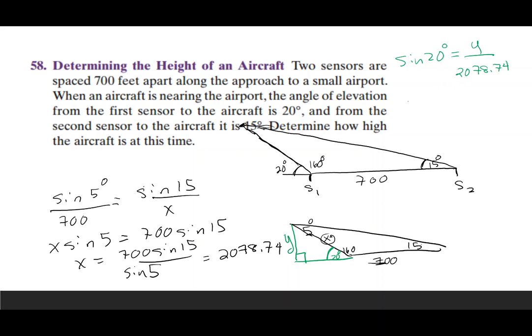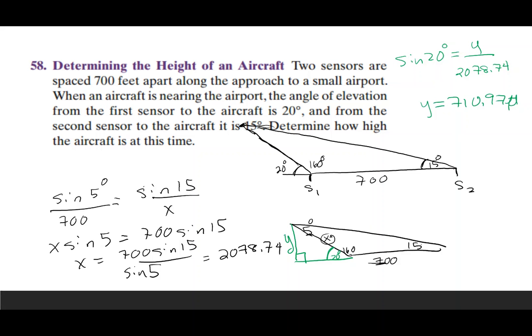So we're going to multiply across, so we'll do 2078.74 times the sine of 20, and that says our height is 710.97, and that is feet.